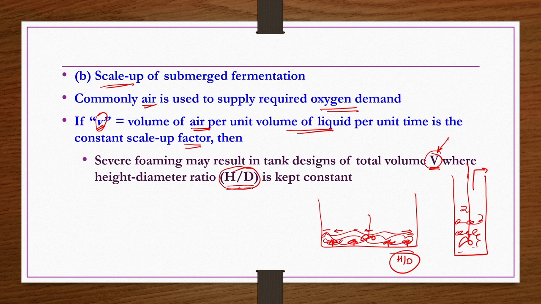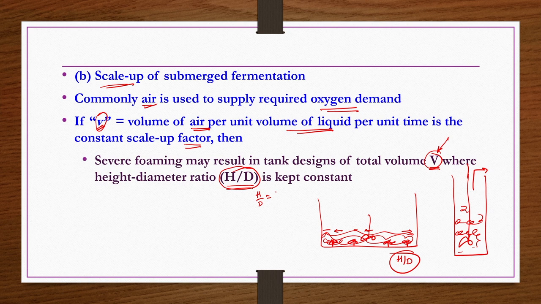Rather than doing that, you maintain the H by D ratio constant. Whatever fermentation you do in the lab scale, you do at the pilot scale or industrial scale with the equipment that you used in the lab scale. Let us say, when you did it with lab scale equipment, H by D was 5. Using the same ratio, if you try to do reactor design for the pilot scale or the plant scale, what happens? It may lead to severe foaming, right?